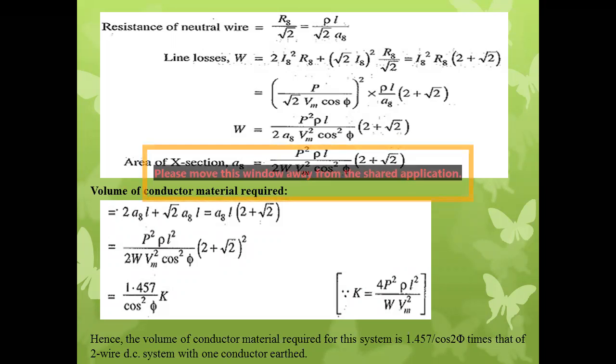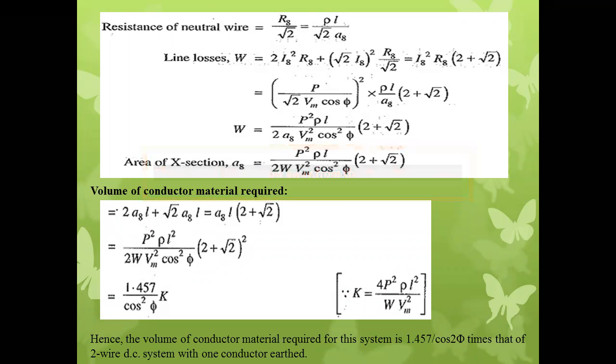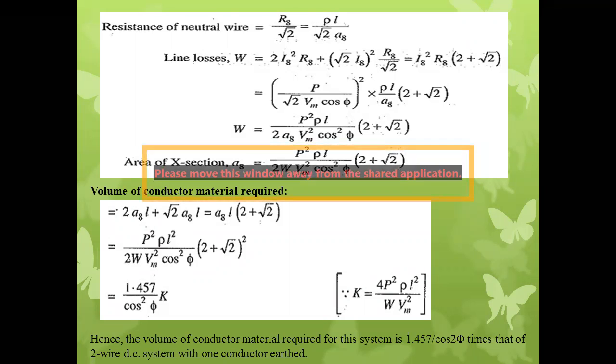If we simplify these numerical terms, 2 plus root 2 whole square, divided by 2, we will just get the simplified value. Our duty is to find the volume of conducting material required in the form of K. So find out 2 plus root 2 whole square divided by 2. What is the value for this one? Anyone? 2 plus root 2 whole square, which is equal to what?